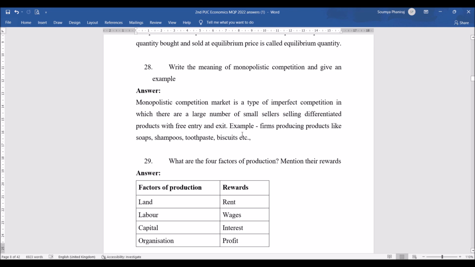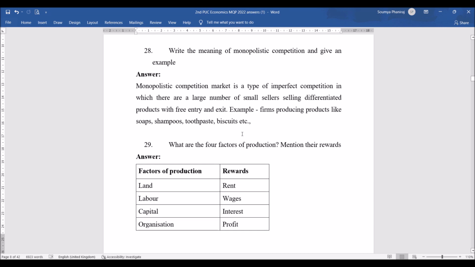28th question is, write the meaning of monopolistic competition and give an example. Monopolistic competition market is a type of imperfect competition in which there are a large number of small sellers selling differentiated products with free entry and exit. Examples: firms producing products like soaps, shampoo, toothpaste, biscuits, etc.